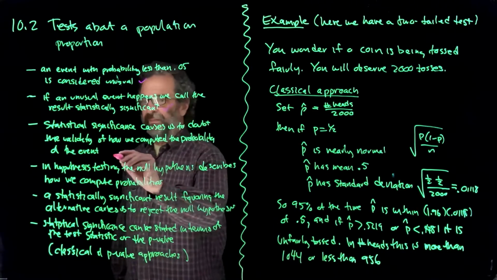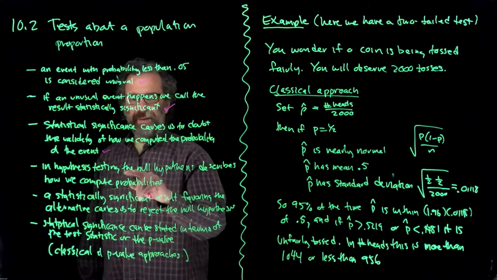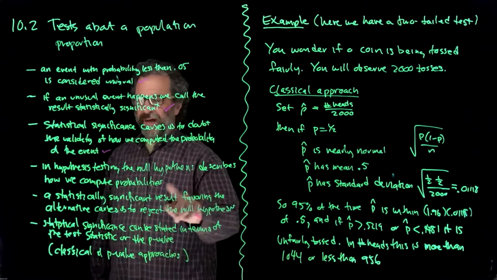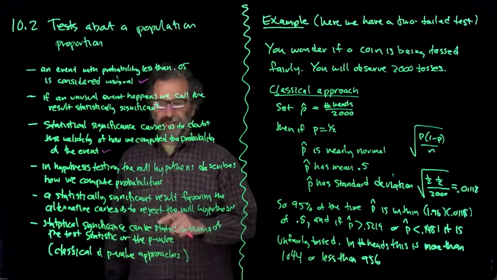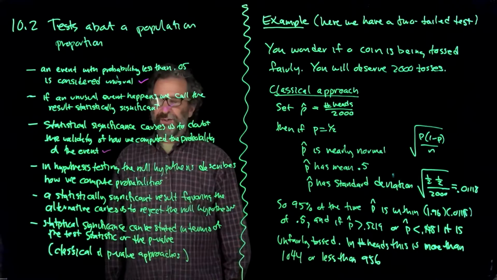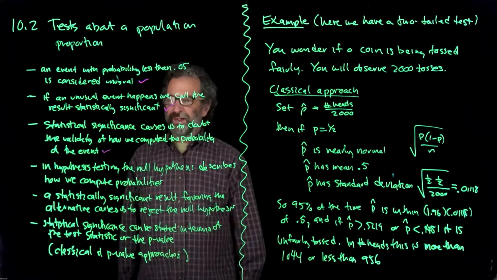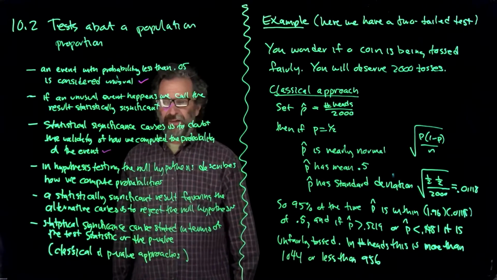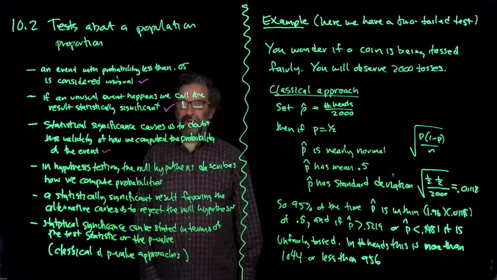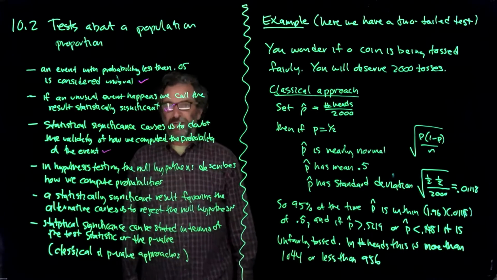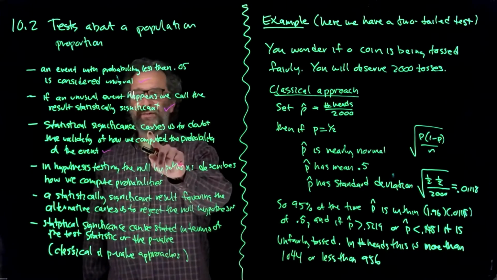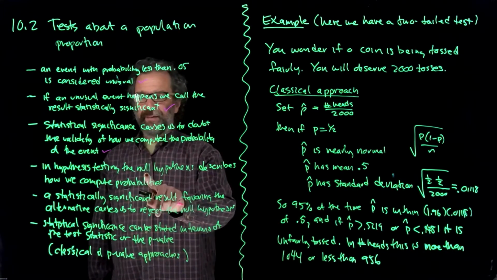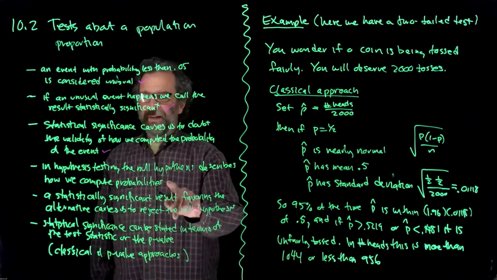I get that. In hypothesis testing, the null hypothesis describes how we compute probabilities because it tells you what values we're going to stick into the test statistic. Those values could be correct or incorrect. And so seeing an unusual value would cause us to doubt the values we plugged in that came from the null hypothesis into the test statistic. Okay.